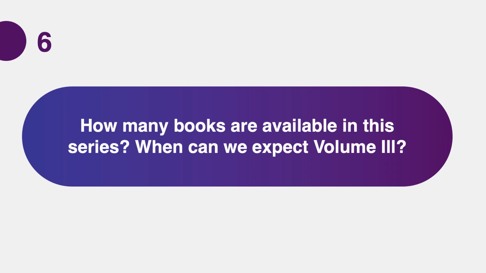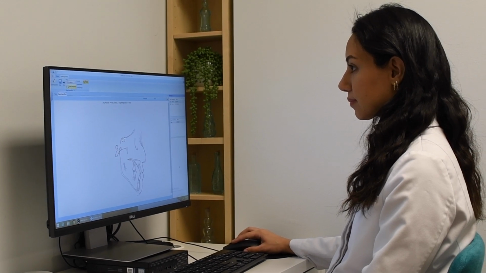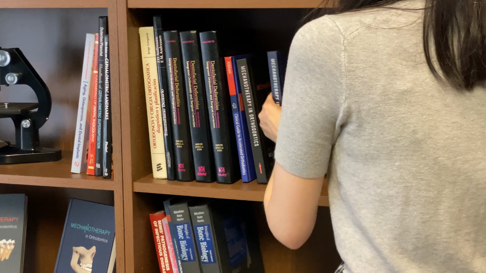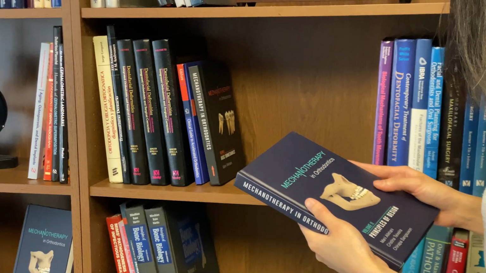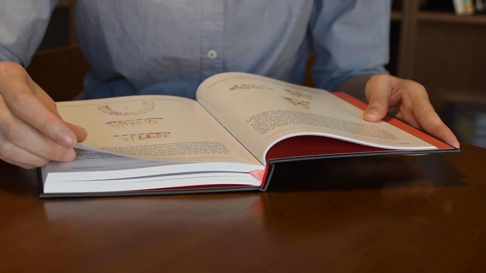Other viewers have asked how many books are in the series and when we can expect the next volume. The third volume will be available soon. We are working on it. It's devoted to dentofacial deformities. But to be able to address those deformities, you need good knowledge of bone biology, cartilage biology, the mechanical response of these tissues, and growth and development. So it's a more comprehensive book that we are hoping will be released in one year. Definitely we will devote one YouTube session to introducing the book and what to expect from it.